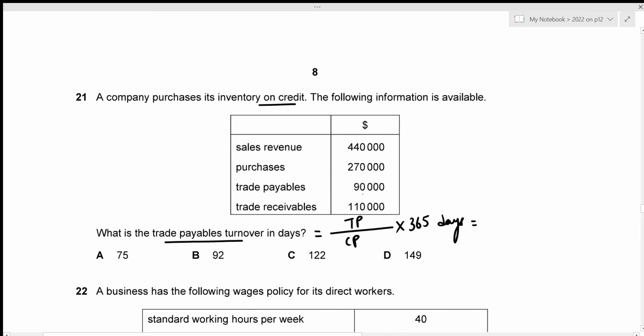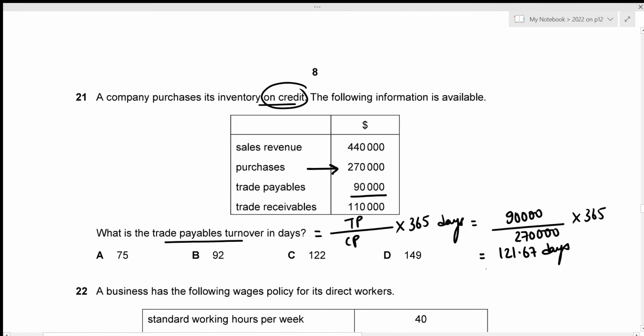We are given our trade payables right here to be 90,000. Then we're also given information that the company purchases its inventory on credit, which means that all of our purchases are credit purchases. So the credit purchases value is going to be 270,000 times 365, which results in the value of 121.67 days. Now we need to round it off, so that is going to be 122 days. So this is the answer that we're looking for, which is given in option C. This concludes question number 21. We can now move towards question number 22.